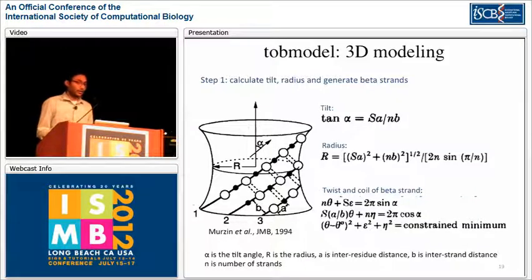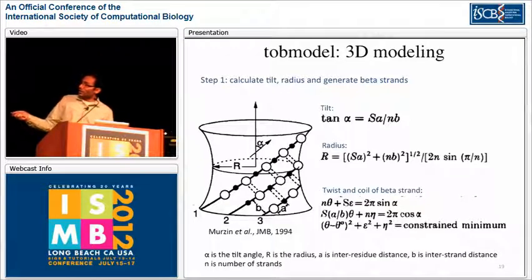So how do we actually do the modeling? An ideal barrel can be defined using 5 parameters, which was discussed in 1994. The parameters are the tilt. So you have a strand and you can tilt it from the membrane normal. Then you can calculate the radius based on the number of strands, where n is the number of strands, a is the inter-residue distance, and b is the inter-strand distance. So you can calculate tilt, you can calculate radius based on it, and then you can calculate the tilt and coil of the beta strand. This we have not done so far.